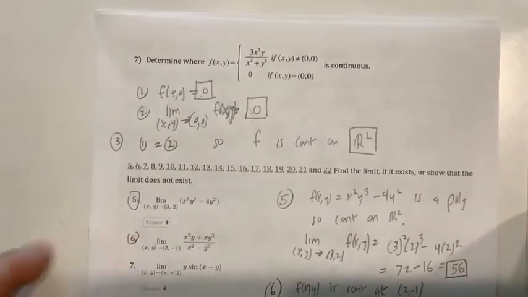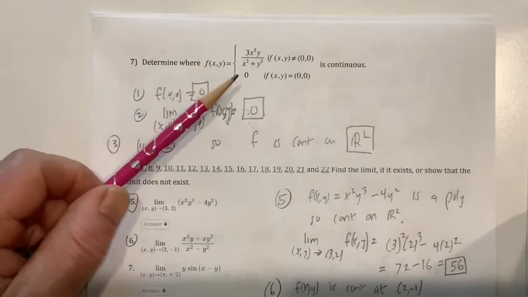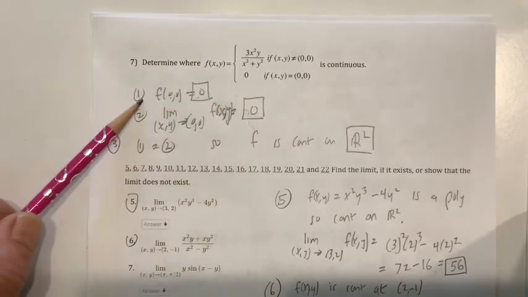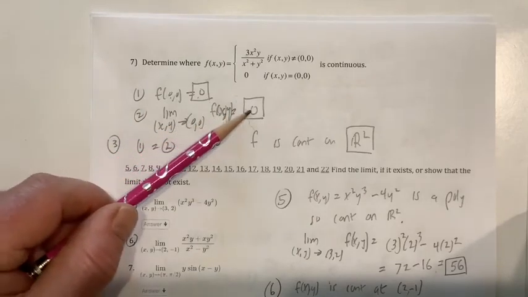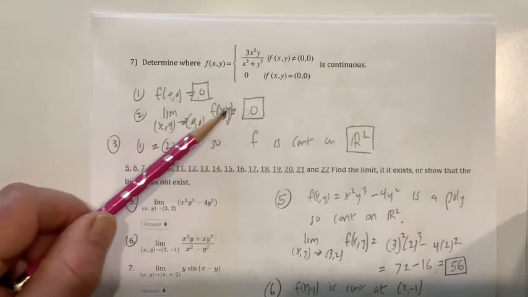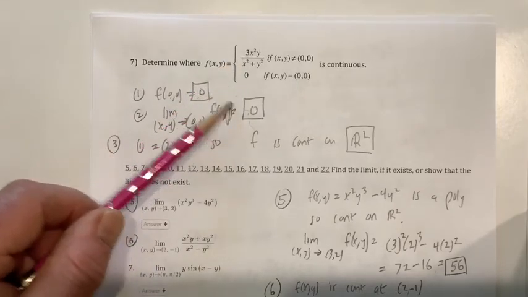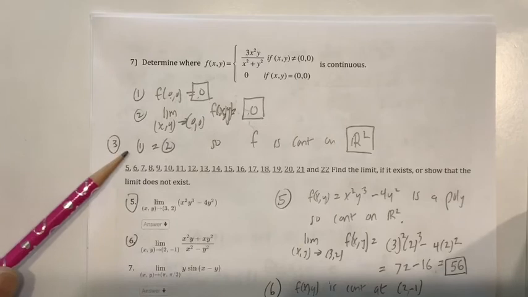This one, however, let's take a look. This one is defined at (0,0). It's defined to be 0, so it satisfies condition 1. And the limit exists. We just got through showing the limit was 0 because of the squeeze theorem. So this satisfies condition 2. And furthermore, it satisfies condition 3.